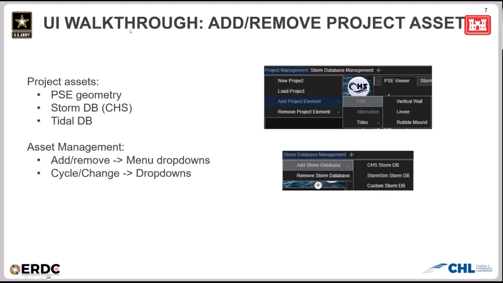Next slide. Okay. So how is it that you're able to get these different assets within the GUI? Is through the use of these menu windows on top. You can see that the first one is project management. Here is where you can add things that are specifically tied to the project. So think about the protection systems that I want to include, the alternatives that I want to evaluate. If you are going to add tides or not, all that is managed through here, the same way that you can remove it throughout these menus. On the other side, you can see that we have a menu window that's dedicated to the Storm database management.